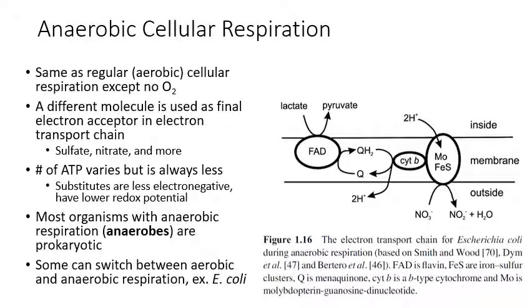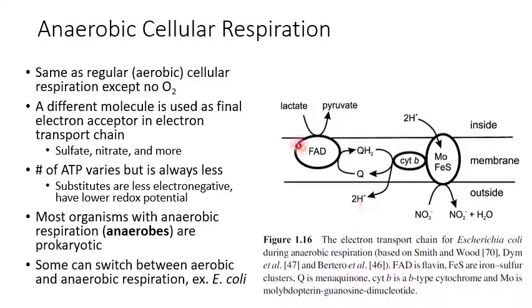It can also depend on the components of the electron transport chain. Those are usually going to be different in organisms that use anaerobic cellular respiration. The image here is an electron transport chain that's used by E. coli, which is a bacteria, so it's a type of prokaryote. This is going to be embedded in the cell membrane of that bacteria, and it's using nitrate here as the final electron acceptor instead of oxygen.